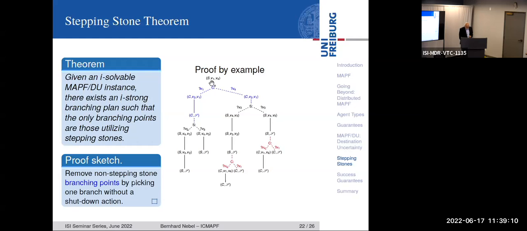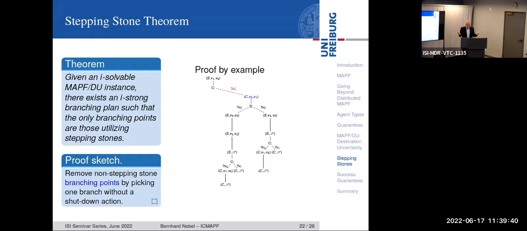And the reason for that is, well, in the branch where we don't have a stepping stone, there must be down here somewhere again the split between V1 and V4, and after that we have then successful executions. And so we can get rid of the entire branch where we shut down early. And that gives us then a plan where we only have stepping stones as the branching points.